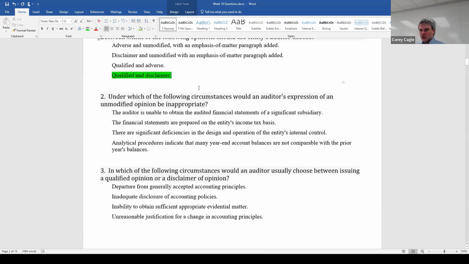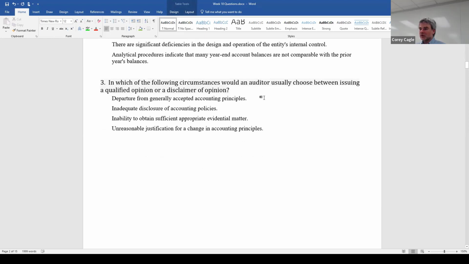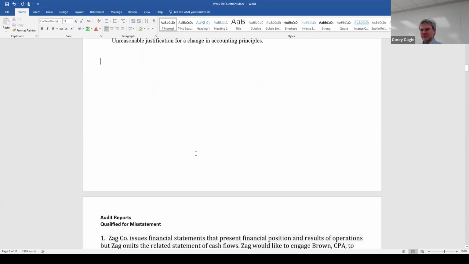So how about number 3? In which of the following circumstances would an auditor usually choose between issuing a qualified opinion or a disclaimer? So they're kind of going at it the opposite way here. Again, you're thinking in your head, scope limitation for those. So it's not A, departure from GAAP. It's not B, inadequate disclosure. That's still a GAAP departure. It's C, inability to obtain sufficient appropriate evidential matter. D is a GAAP problem too, not being able to justify a change in accounting principle. Okay, I think that's all we got on that.